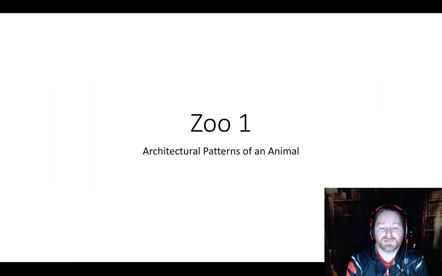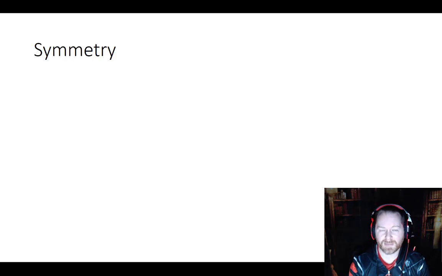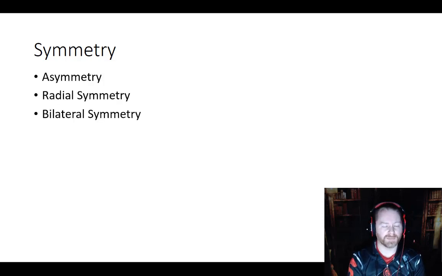So the last thing we're going to cover for this particular lecture is the architectural patterns of animals. And so essentially what does that mean? It's essentially what's their symmetry? How is their body plan derived, and what's the similarity between that and other organisms? Because if they have similar symmetry, then they generally have similar relations.